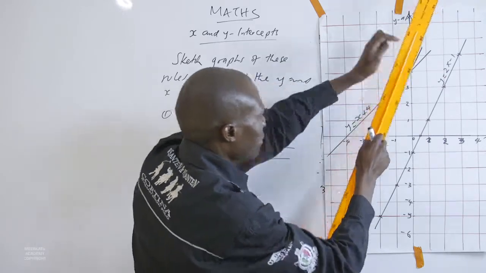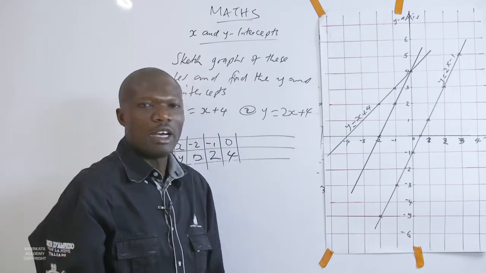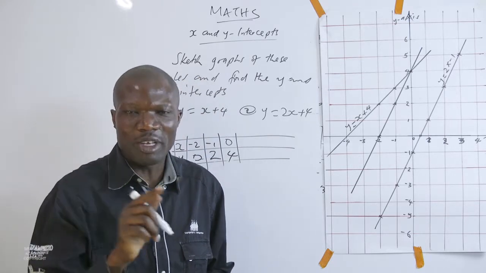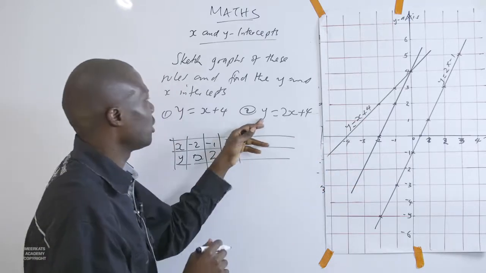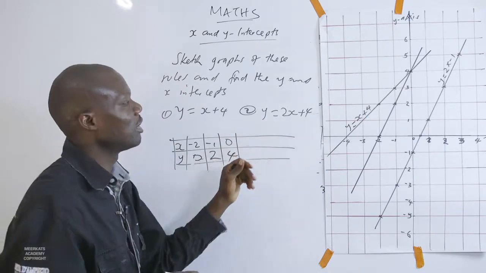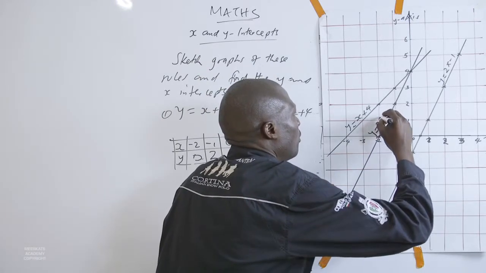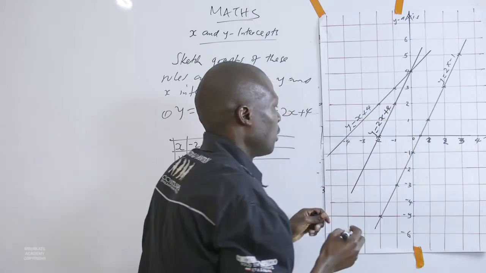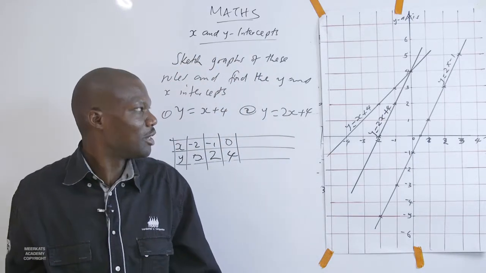Very good, very good. Here we are with our graph. I told you when you plot a line, name that line. So we have got several lines, but we are interested in this one, which is y equals 2x plus 4. Now, from that line, can you identify the intercepts?